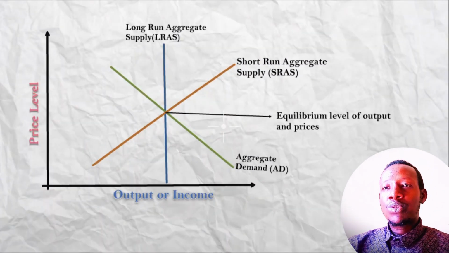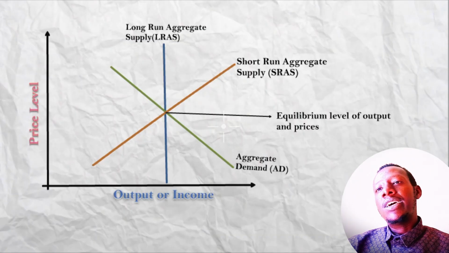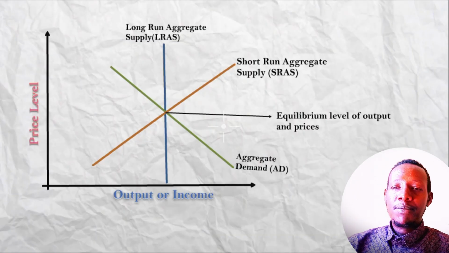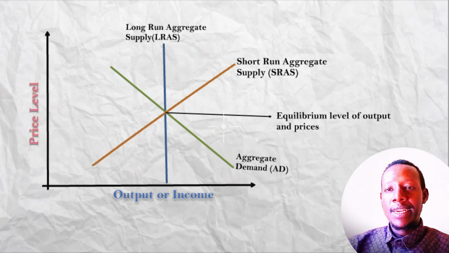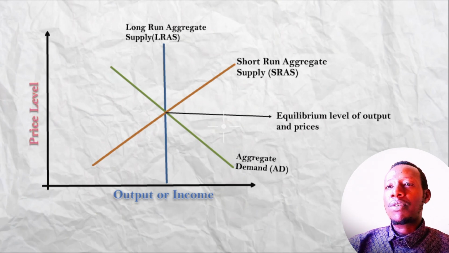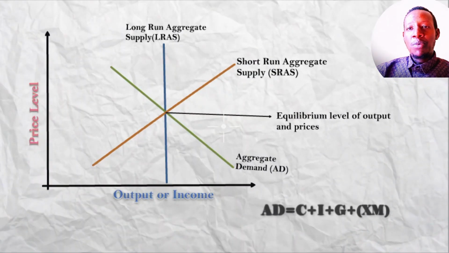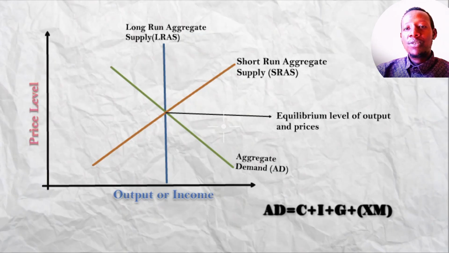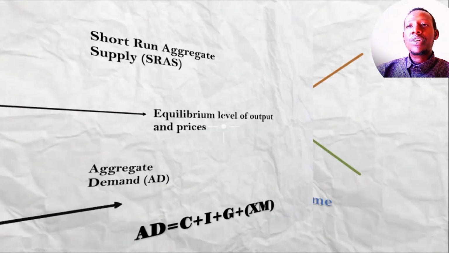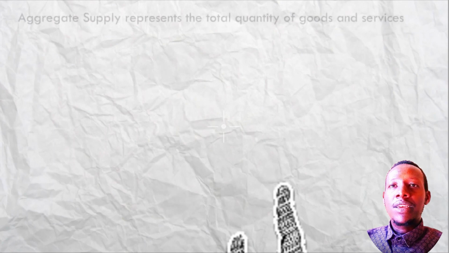It refers to the total demand for goods and services in an economy at a given price level and time period, and it actually represents the overall spending by three economic agents plus net exports. So it represents the overall spending by households, government, business firms, and the foreign buyers. So simply, it represents the total quantity of goods and services that producers in an economy are willing and able to produce.